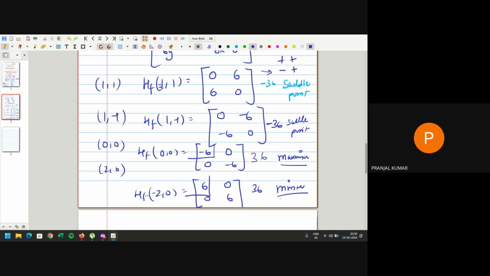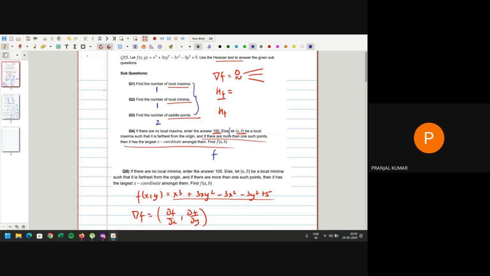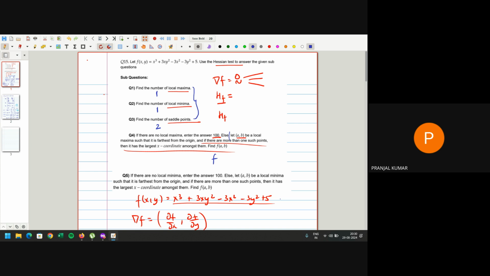Local maxima was 0, 0 origin, such that it is farthest from the origin. If there are more than one such points, then it has the largest x coordinate amongst them. So f of 0, 0 is 5. And what about this local minima?